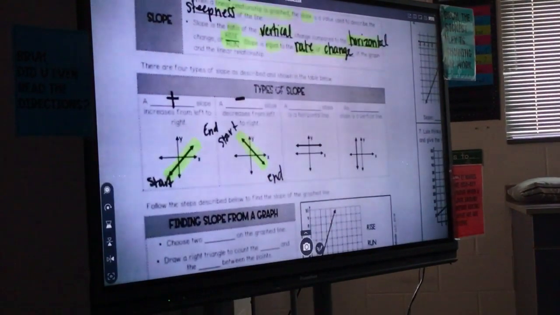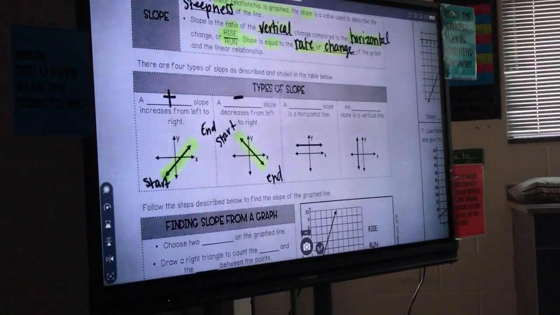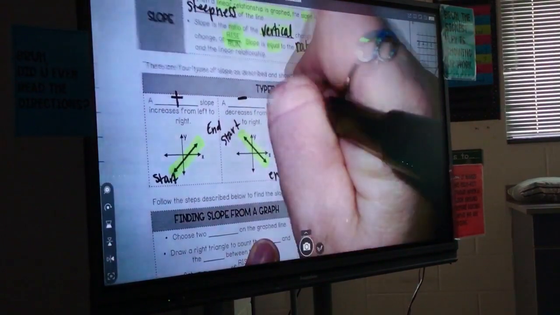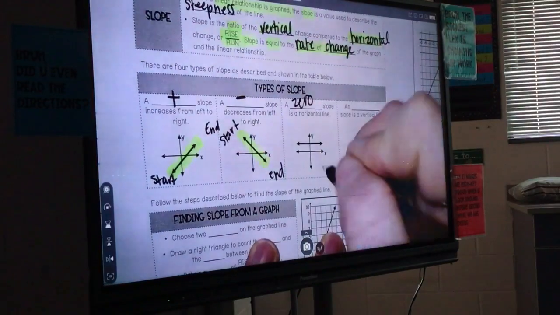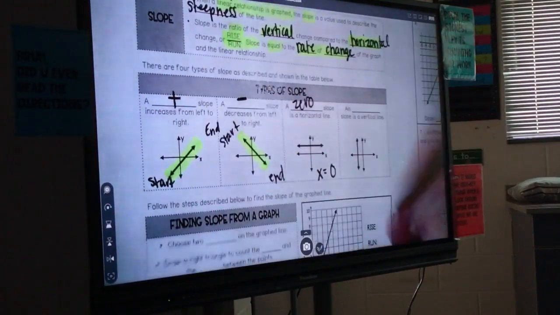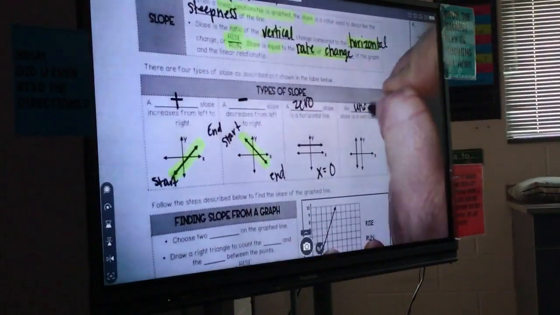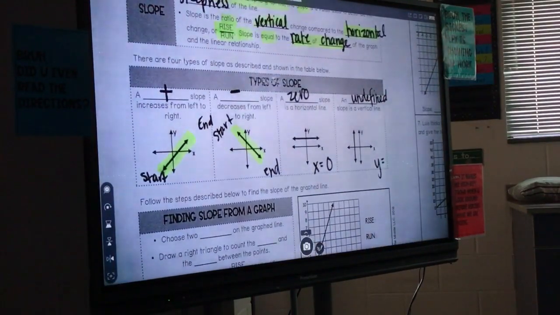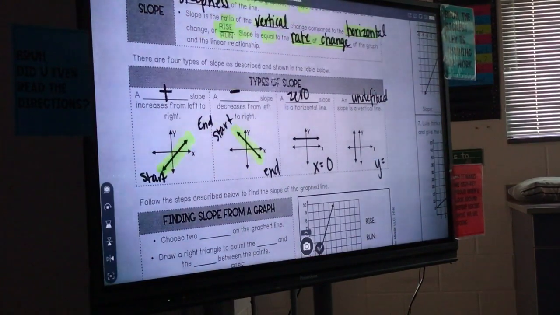All right, now, how do we know the difference between an undefined and a 0? What tells us what is undefined and what tells us what is 0? A 0 line is a horizontal line. So a 0 line, the x equals what? X equals 0. And when we have the undefined line, our y equals what? Y'all tell me. What does your y equal if it's undefined? Anybody else? We got 1, we got 0. What, y'all tell me?